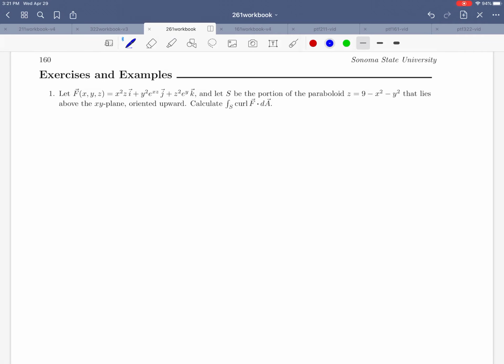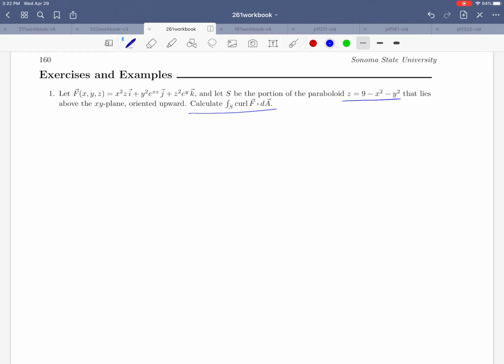All right, I think we are ready to do our first example using Stokes' Theorem. So we're looking at exercise 1 on page 160. Here we are given a vector field F, and we have a surface S that is a portion of a paraboloid given by the equation z equals 9 minus x squared minus y squared that lies above the xy plane, oriented upward. They are asking us to calculate the flux integral through S of the curl of F dotted with dA.